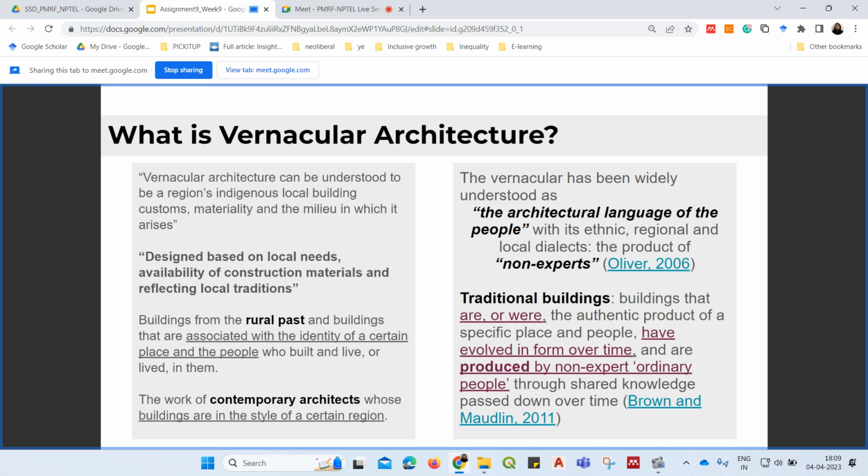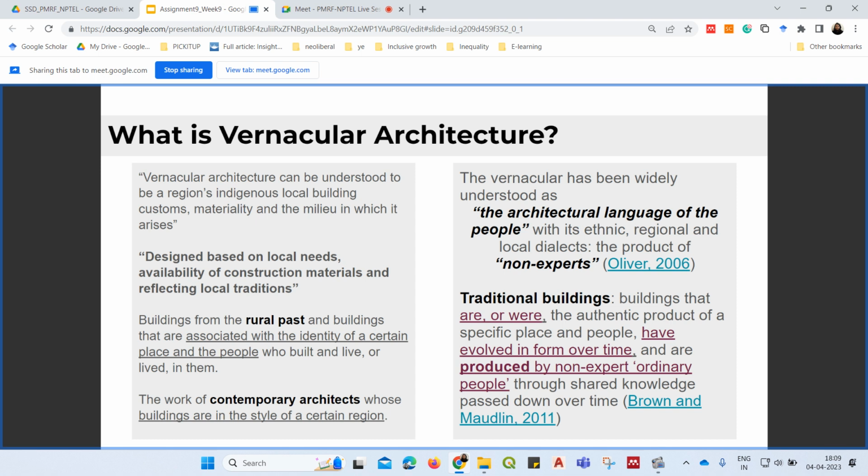So it has been widely understood as the architectural language of the people, or it expresses the ethnic, regional, and local dialects, and it is the product of non-experts. So traditionally, if you see vernacular architecture, the people who are practicing that particular architectural style are actually non-experts. They are not specifically or expertly trained in the practice of building design or building construction. However, they are practicing that particular area's architectural design and building style.